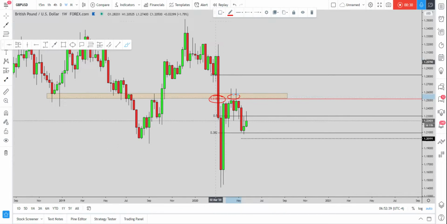lining up perfectly with this structure level. In fact, this area was acting as support here, again support here, broke to the downside, turned resistance, broke down, again resistance, the market broke it back to the upside, turned support, broke it back down, and then turned resistance. And here, what did we actually have? We had a confluence of resistance because we had the resistance coming from the 0.618 and the resistance coming from the structure resistance that we already had.